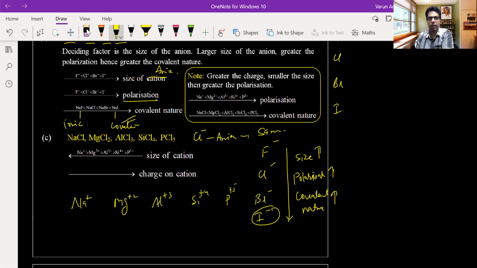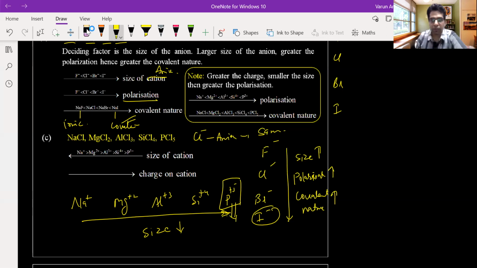So along the period, what will happen? The size of the cation will decrease. Now smaller is the size of the cation, more will be the polarization. But here the other factor is charge of the cation, and that is more dominating. So first factor is size, and the second is more is the charge of the cation. So charge of the cation is increasing, so more will be the polarization. So the net result is the polarization will increase.